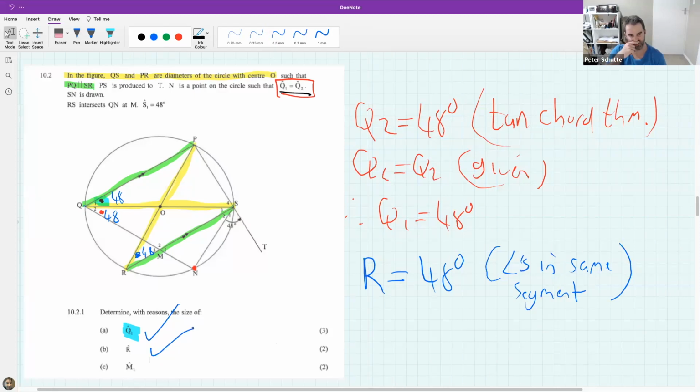Now, what about M1? M1. What are the other things that we haven't dealt with so far? Oh, let me bring that back. So we know this down here. Well, I want to give you some time. You think about it. So that's 48, that's 48, that's 48. And we want to find M1.